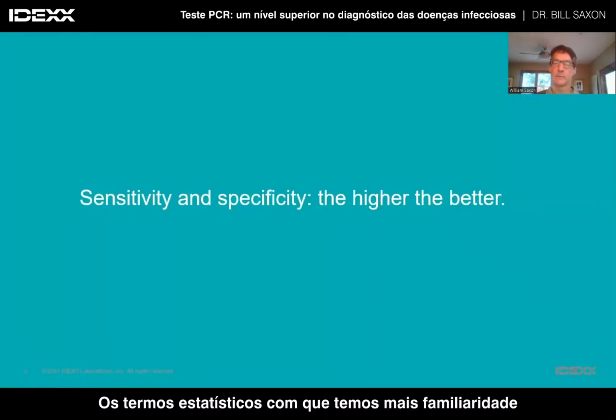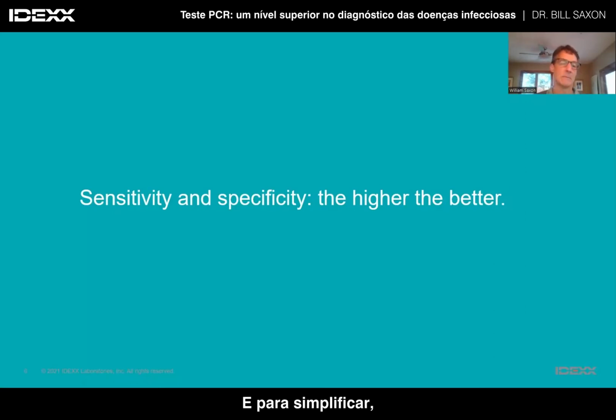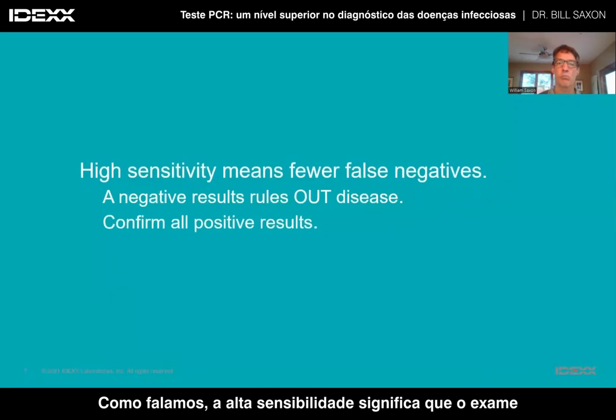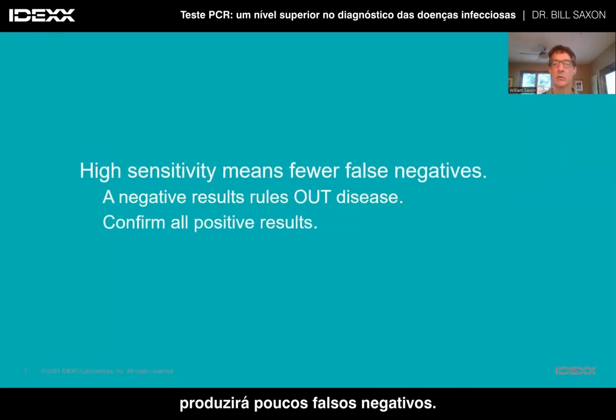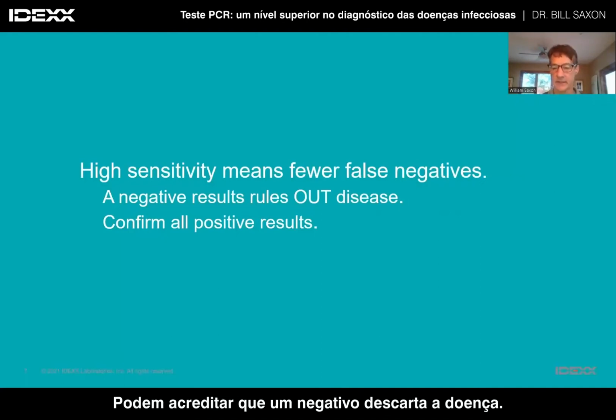Now, these statistical terms, I think, that we're most familiar with are sensitivity and specificity, and to keep it simple, you just want tests that have higher sensitivity and specificity. The higher, the better. And as we mentioned, high sensitivity means that the test is going to yield few false negatives. So you can trust that a negative rules out the disease. Cat comes in, you screen for FeLV, your FeLV SNAP test is negative, move on. The cat does not have FeLV. If that screening test comes back positive for FeLV, we need to confirm.